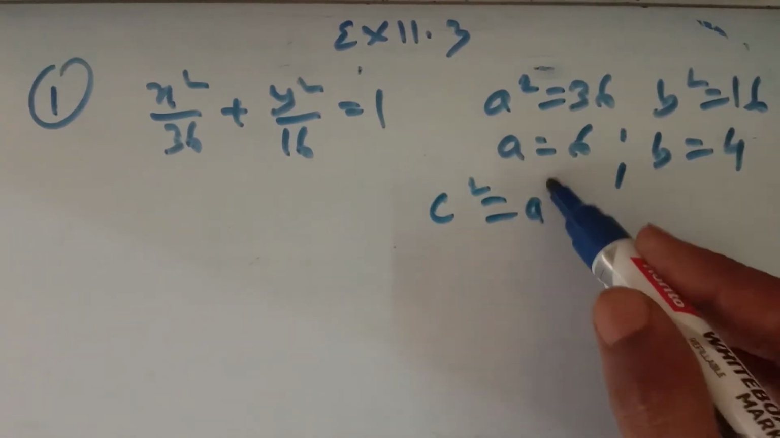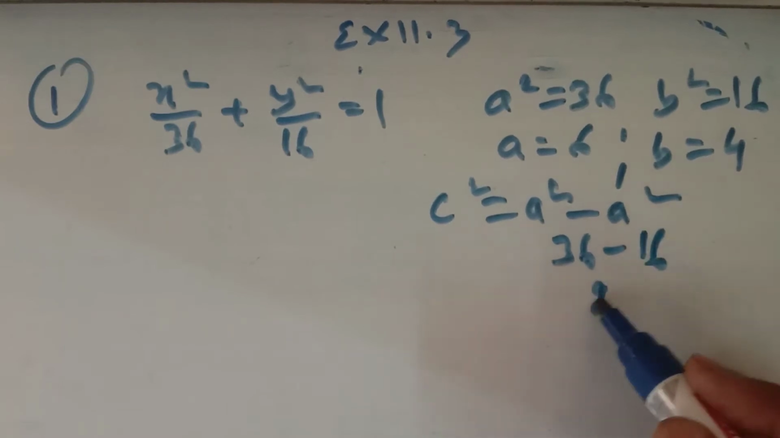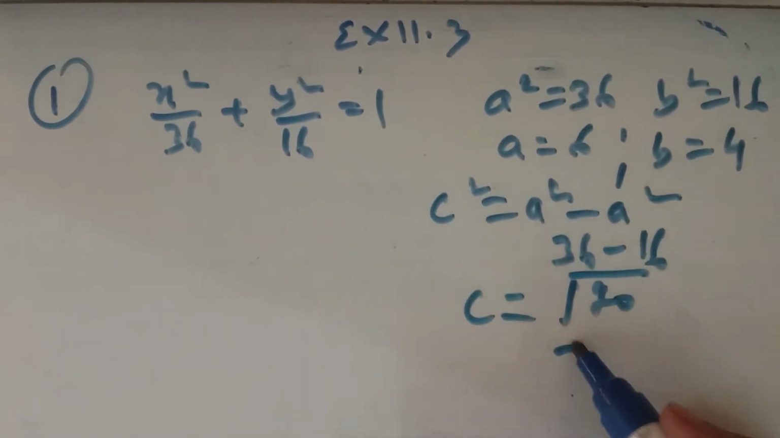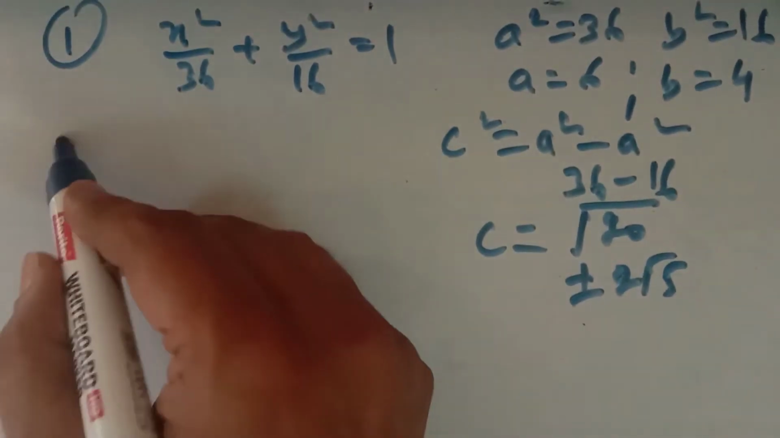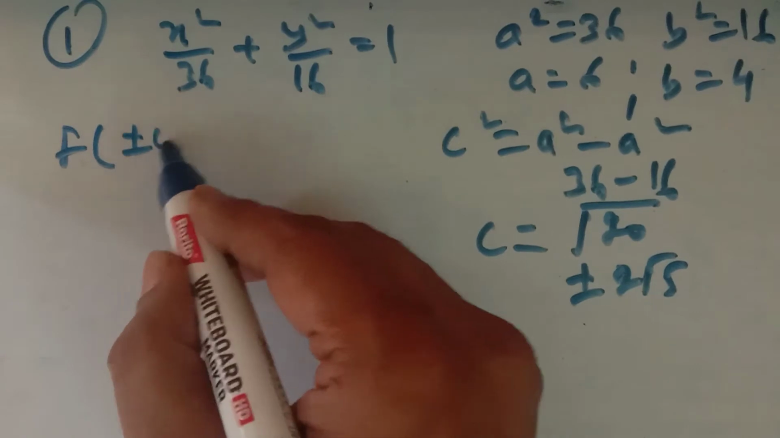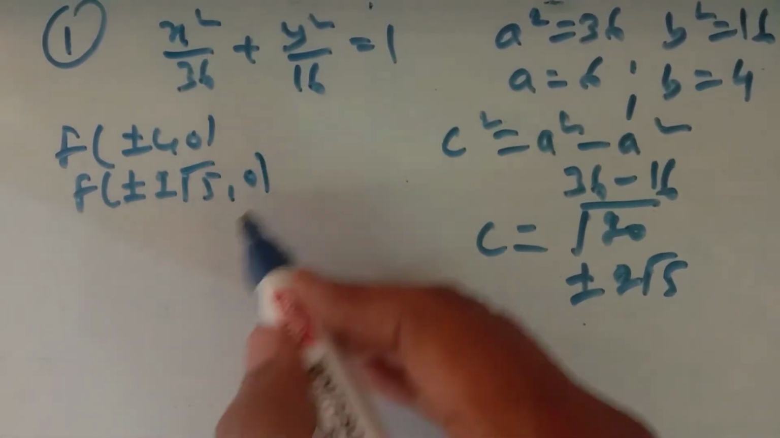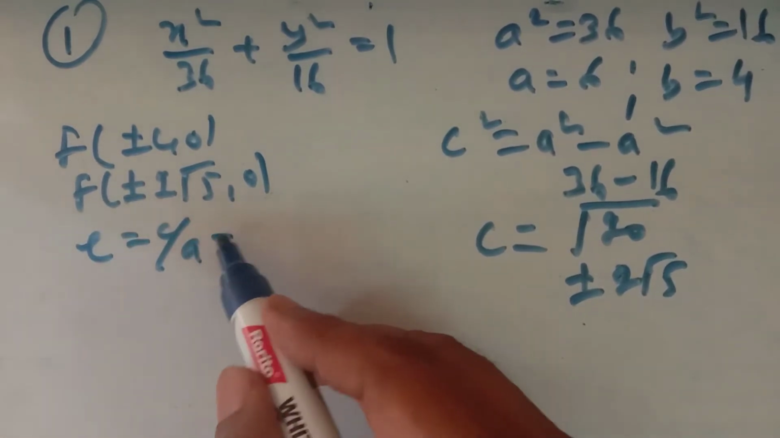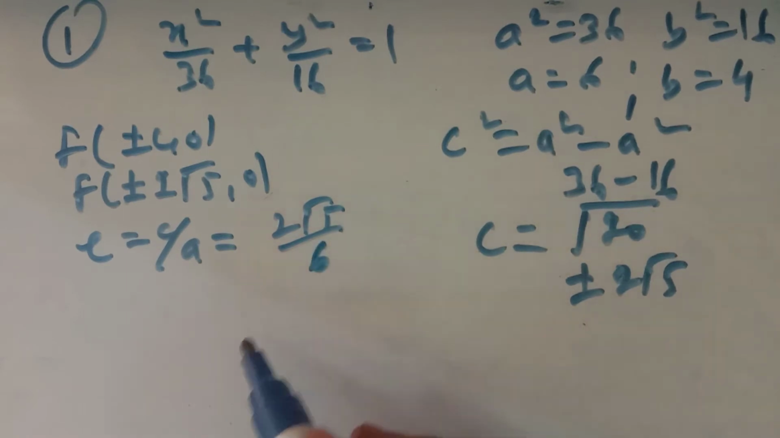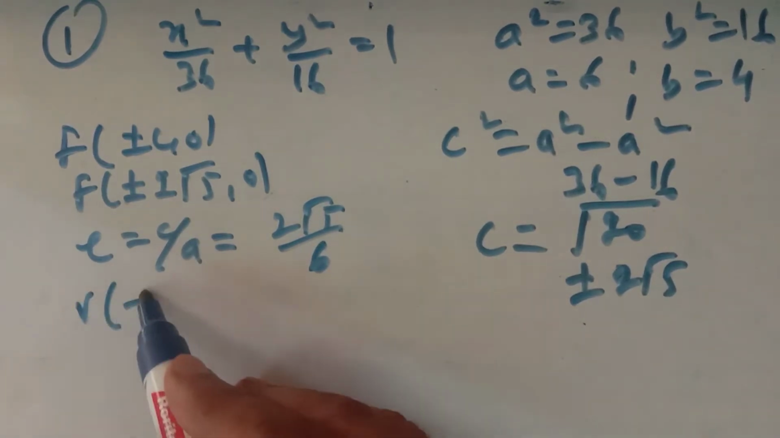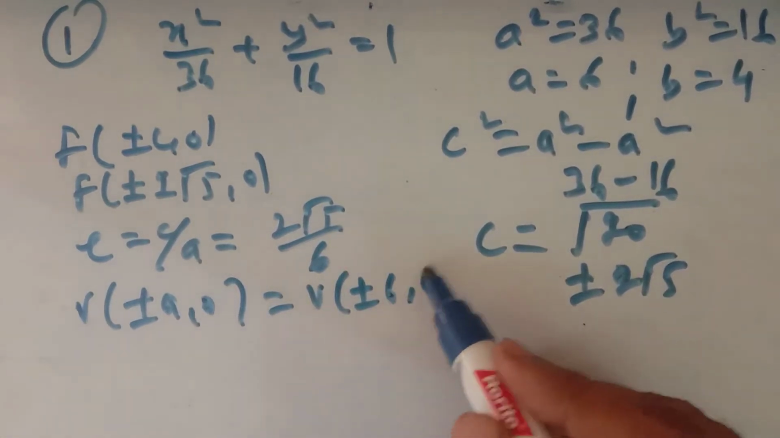You can easily find c. c square is equal to a square minus b square, 36 minus 16, 20, so c is plus minus 2 root 5. The foci of this ellipse are (plus minus c, 0), that is (plus minus 2 root 5, 0). Eccentricity e is equal to c upon a, that is 2 root 5 upon 6. This is the eccentricity, this is the focus. The vertices are (plus minus a, 0), that is (plus minus 6, 0).